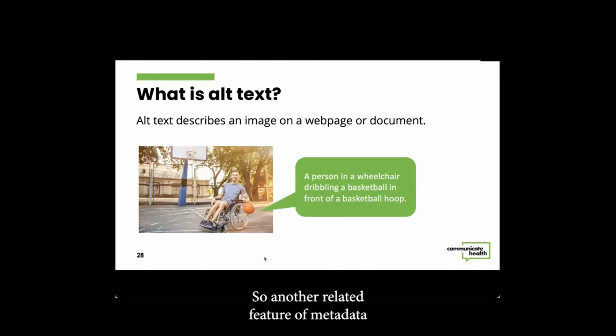So another related feature of metadata is this use of alt text, which Sammy touched on a minute ago. So alt text is used to describe images on web pages or in documents. So here we have an example of a person in a wheelchair dribbling a basketball in front of a basketball hoop. And this is what would be read to someone using assistive technology if they can't visually see the image on the screen.